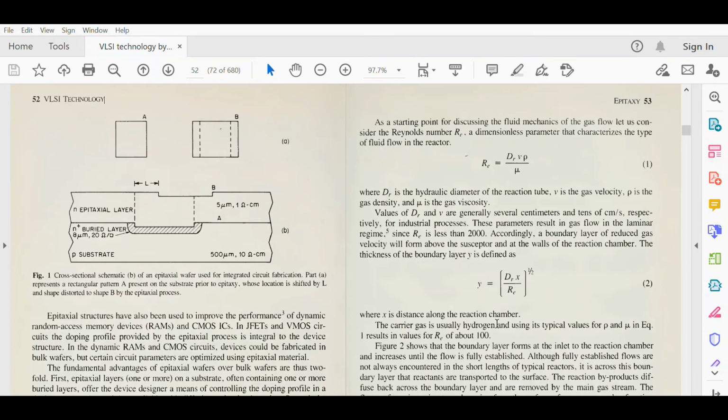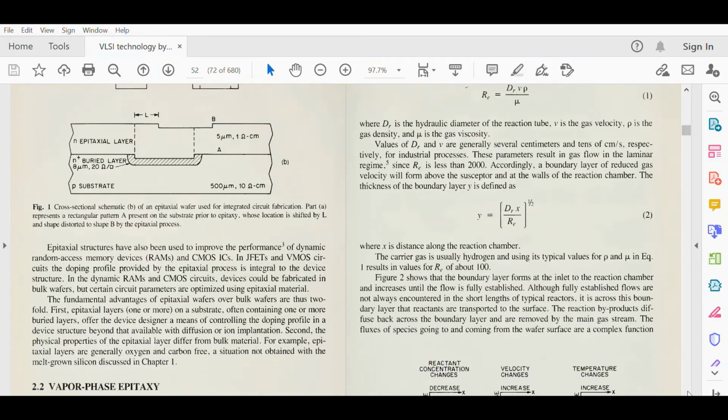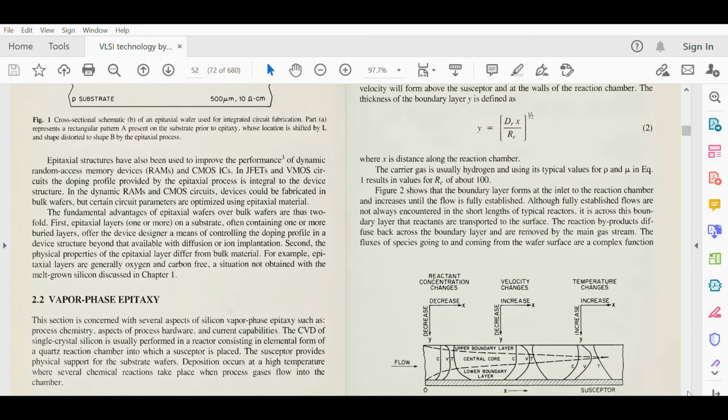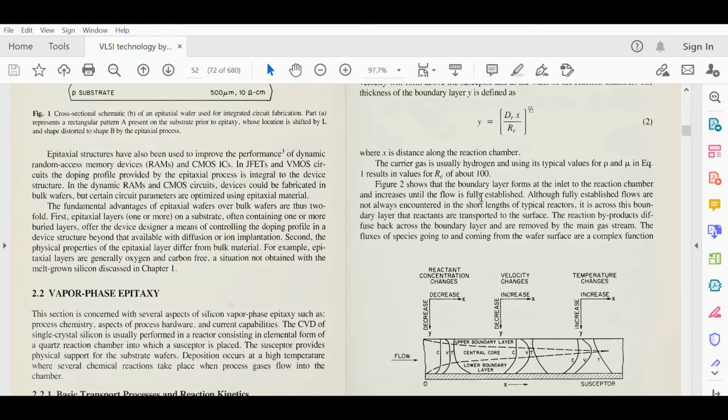The carrier gas is usually hydrogen, and using its typical values of rho and mu in equation 1 results in the Re of about 100. Okay, so figure 2 shows the boundary layer forms at the inlet to the reaction chamber and increases until the flow is fully established. Although fully established flows are not always encountered in the short lengths of typical reactors, it is across this boundary layer that reactants are transported to the surface. The reaction byproducts diffuse back across the boundary layer and are removed by the main gas stream. The fluxes of species going to and coming from the wafer surface are complex functions.